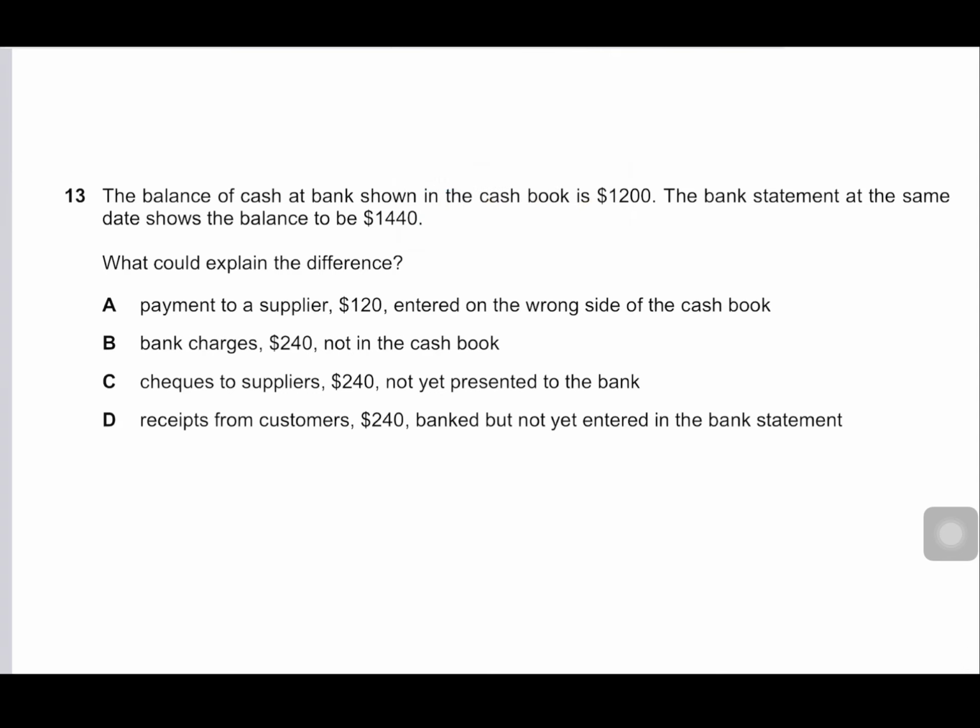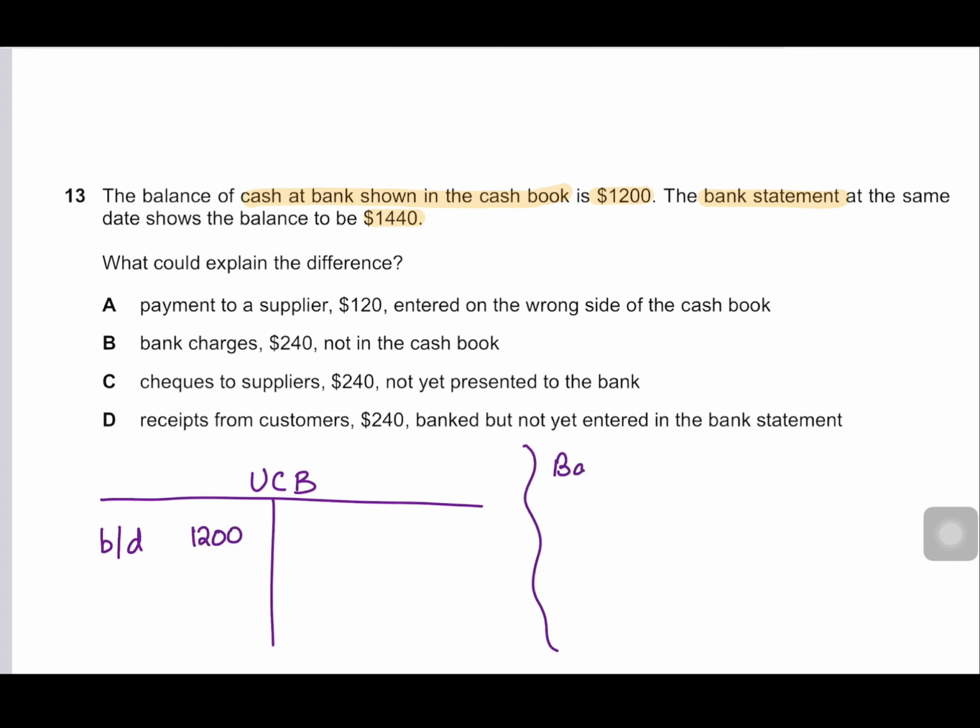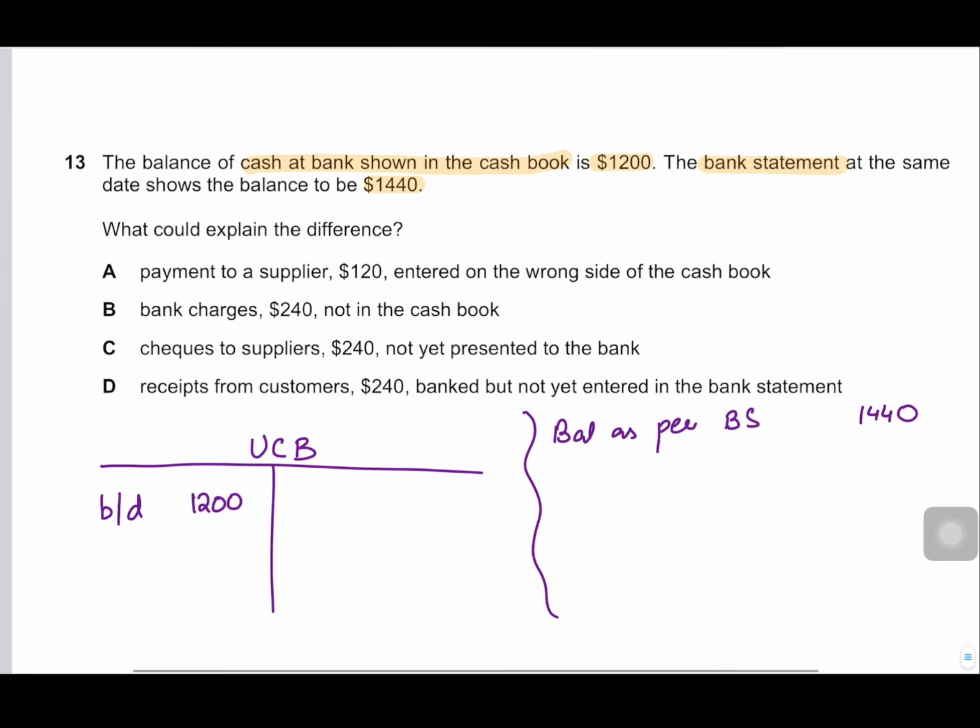The balance of cash at bank shown in the cash book is $1,200, and the bank statement at the same date shows the balance of $1,440. So the two are not the same, of course. If I just make an updated cash book, the brought down coming from the unadjusted cash book is $1,200. However, the balance as per bank statement is $1,440. Now the question is, what could explain the difference?